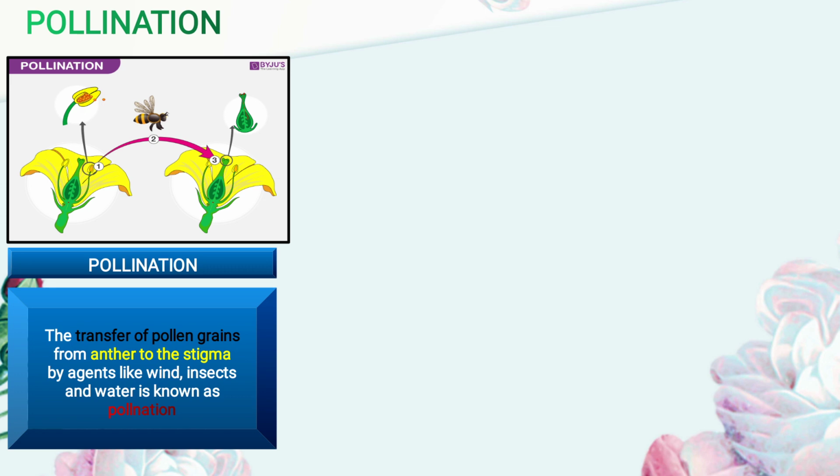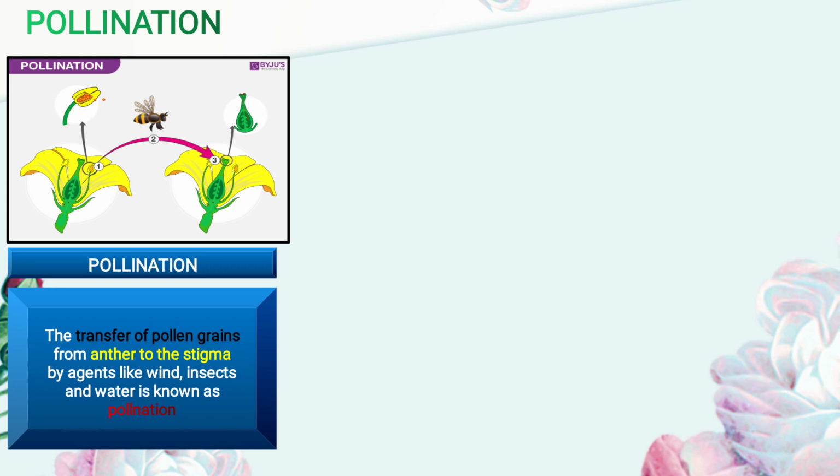So why is pollination important? Because it leads to the production of the fruit which we eat and the seed that will grow into a new plant. If fertilization stops, there will be no seed and fruit production, and no new plants will grow. So for that, pollination is important.